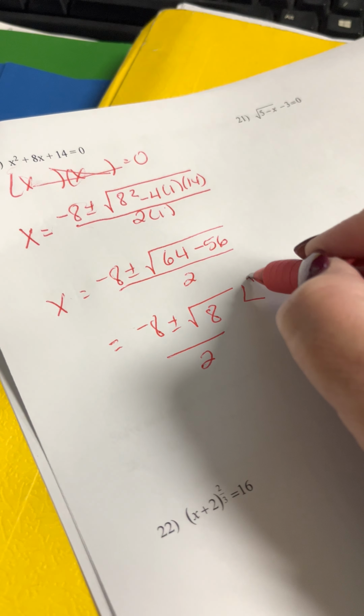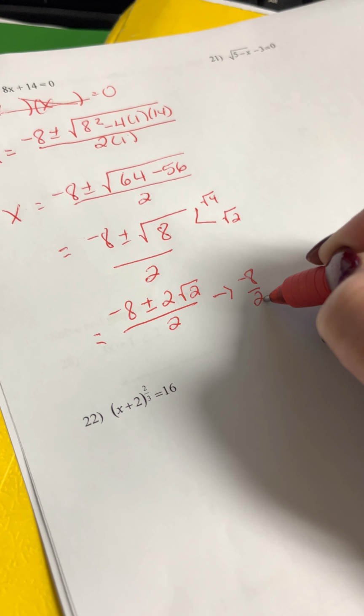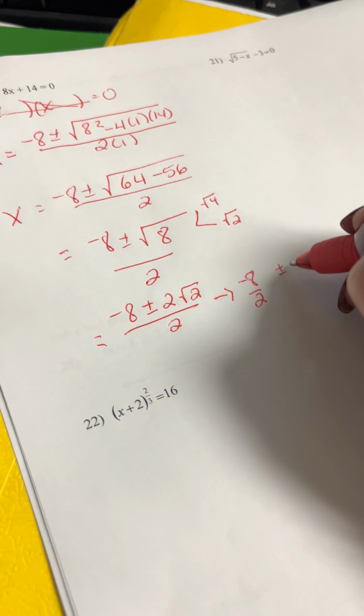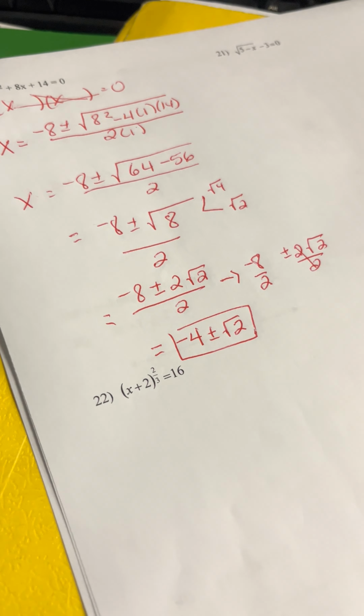And then, of course, 8 breaks up into the square root of 4 times the square root of 2. So we have negative 8 plus or minus 2 square roots of 2, all over 2. And unlike the previous one where I said I didn't care if you broke it up, this one you would have to, because both the 8 and the plus or minus 2 square roots of 2 are divisible by 2. So you do have to simplify this and say negative 4 plus or minus the square root of 2.